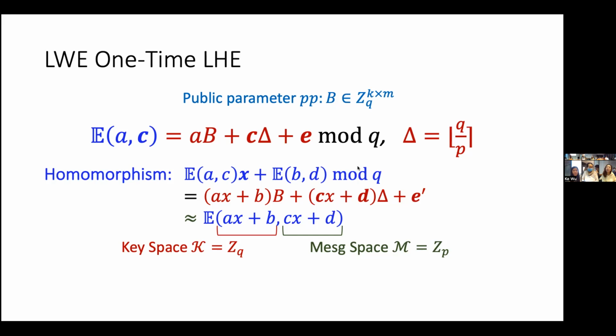There's a question in the chat. Do you need to be able to obliviously sample valid ciphertext for simulation, hence using DCR? I do need to be able to obliviously sample ciphertext, yeah.